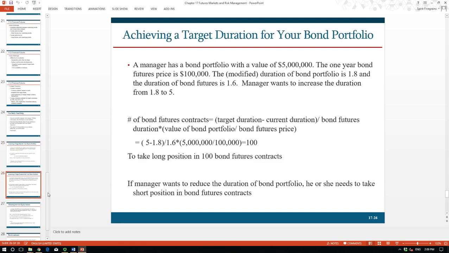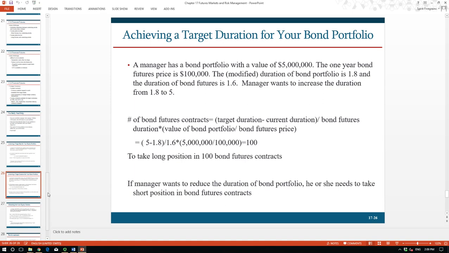And the futures contract can also be very useful in changing the risk-return trade-off, not only for stock portfolios, but for bond portfolios. And here's an example. Let's say you have a bond portfolio with a value of $5 million. And also we have some basic information about the bond futures contract. The value for one contract is $100,000.